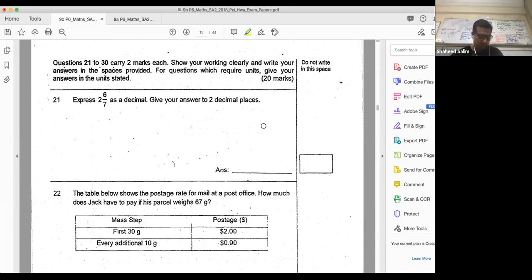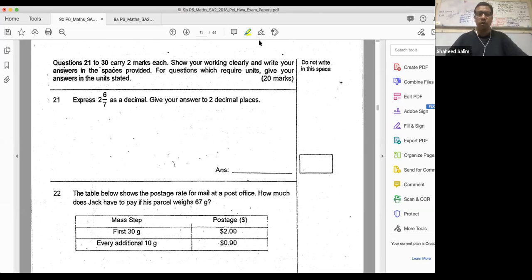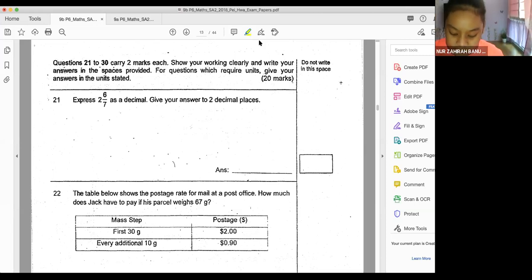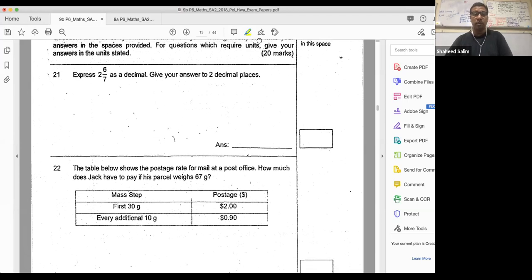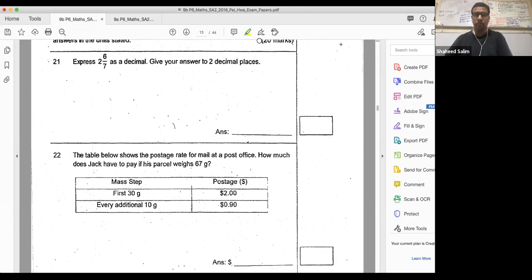And Sophia. Okay, all four of you are in. Please try the question. The answer is 2.86 for question one. Okay, then you try the next one. These are 2 marks each.